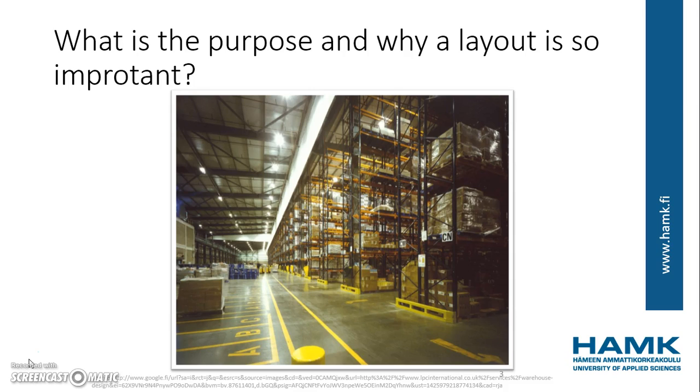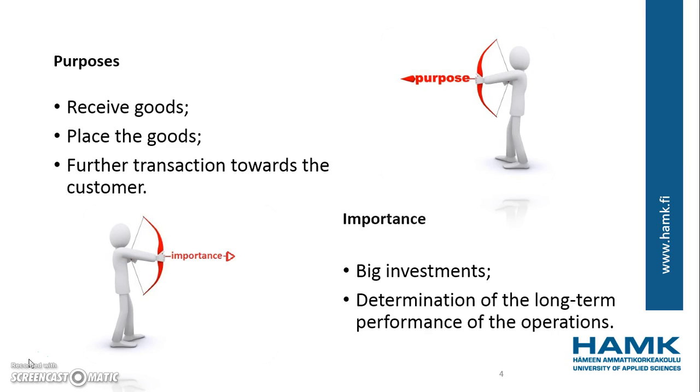So what is the main purpose of the warehouse and why is it so important for businesses? There is a need for a storage place within all the stages of product flow, starting from the actual assembly and finishing on the shelf of the shop. A warehouse is a place where a company is storing its materials along the supply chain. The major purposes of warehouses are to receive goods, place the goods, and provide their further transaction towards the customer.